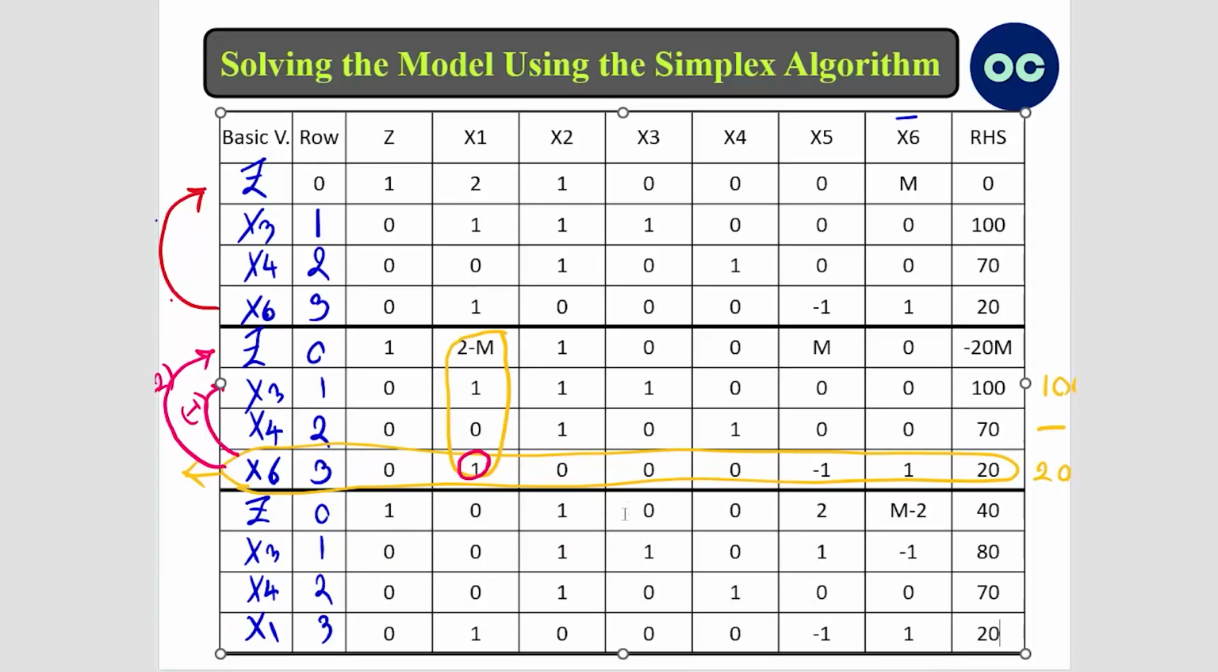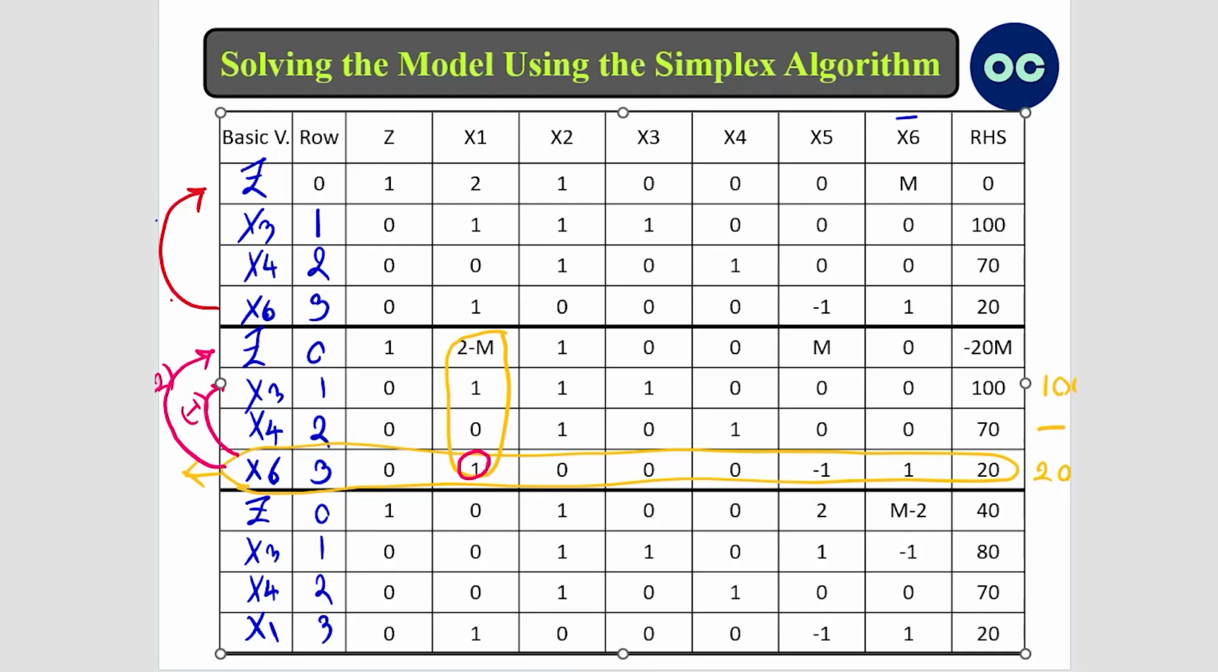Let's check the optimality. Here you can see that all values in row 0 are non-negative, which means we are done. Our optimal solution is x1 equal to 20, x4 equal to 17, x3 equal to 100, and x2, x5, and x6 equal to 0, and z, the objective function, is equal to 40. Okay, that's all. We have solved the model manually.